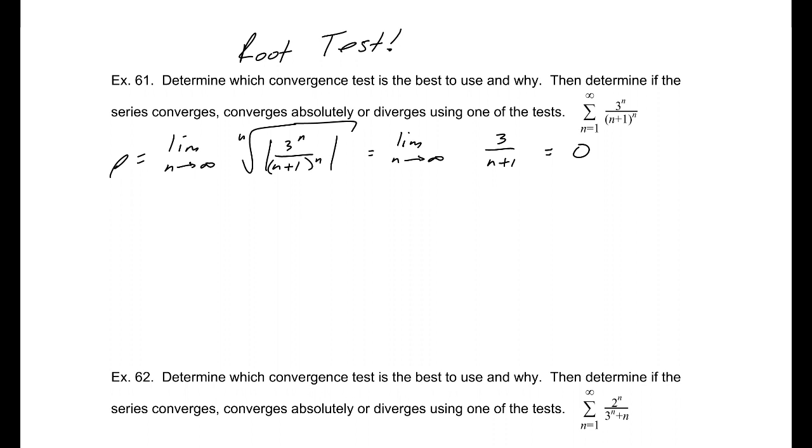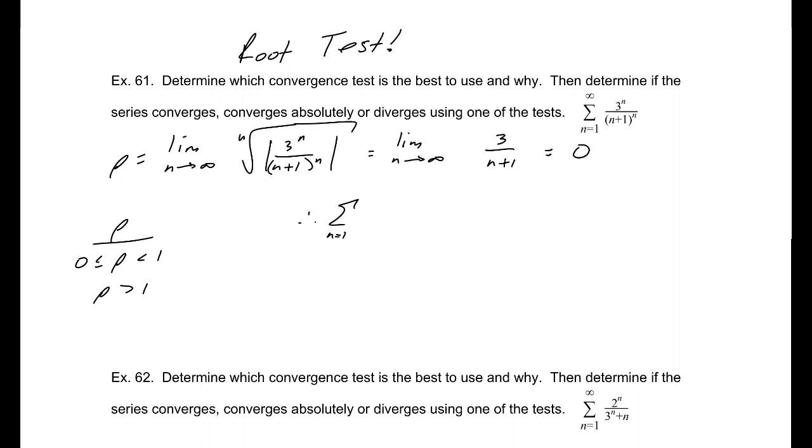So based on the root test, if rho is between 0 and 1, it converges absolutely. If rho is greater than 1, it diverges. And if our rho is, that's about all we need right there. We don't need anything else. It is between 0 and 1, including 0, so this converges absolutely.